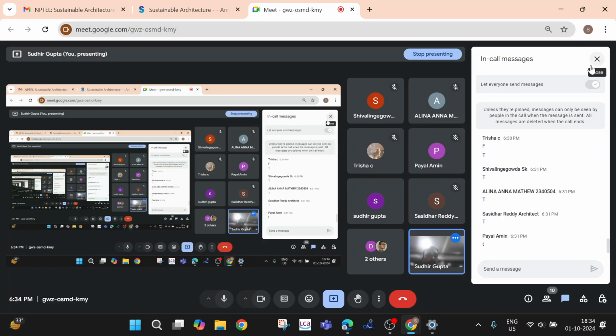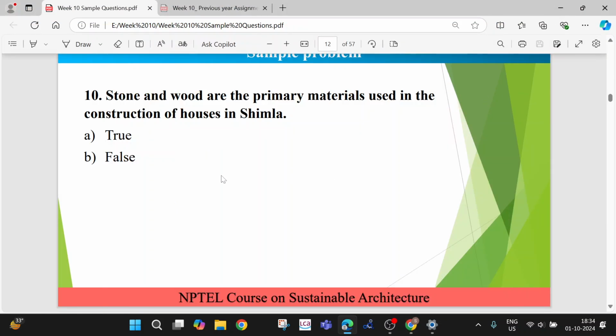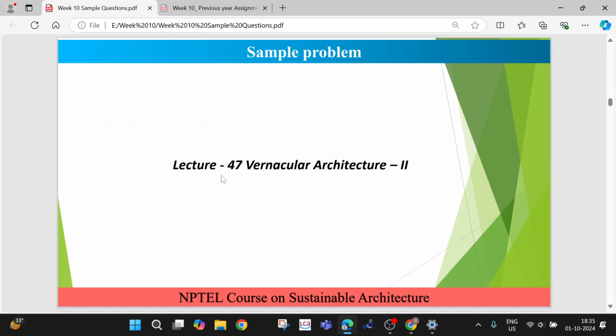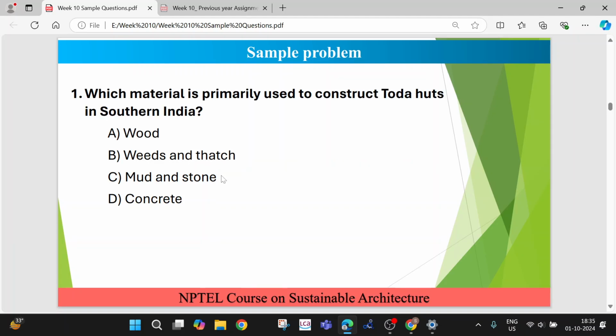The correct answer is true for this question, and I'm very happy that all of you have given the right answers to all the 10 questions of lecture 46, the first lecture of week 10. You understood it very well. Let's expect the same from the next lecture with sample problem questions as well. The next lecture was on a similar topic, vernacular architecture part 2. There also some examples were shown, and based on that you can answer these questions as well.